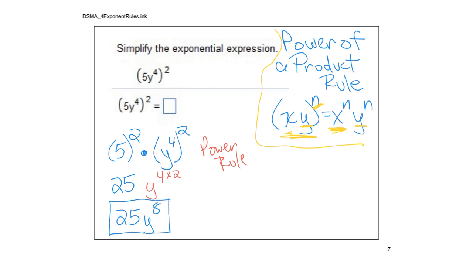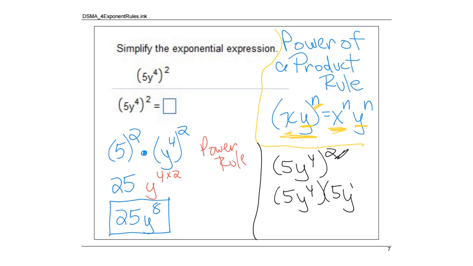Now, we could have done this problem a little different way. Let's do that over here. Because it was 5y to the 4th power all squared, the square tells us we need this twice. So we could do 5y to the 4th times 5y to the 4th. And then we could just straight multiply.